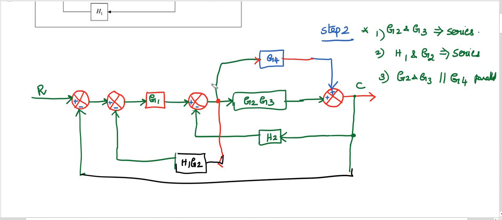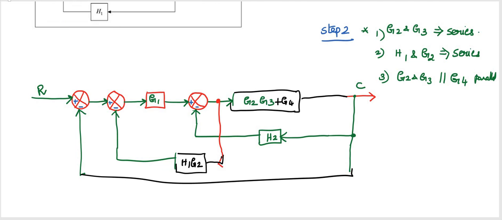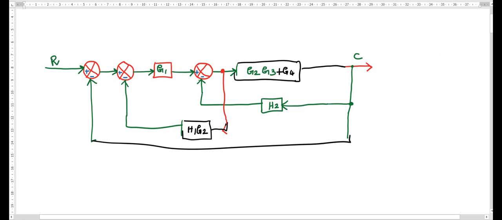So, what is the combination now? G2, G3 plus G4. Okay, I have to redraw the diagram. I have to draw the block here, G4. Okay, after finishing this, next is step number 3.